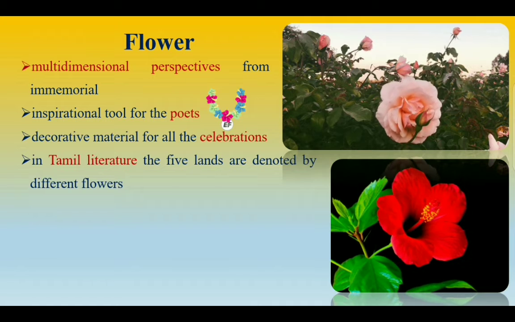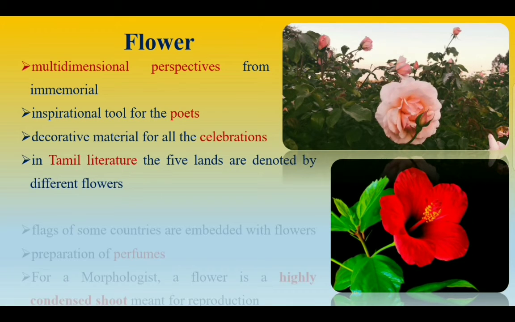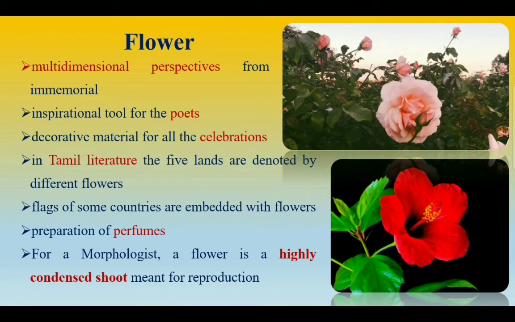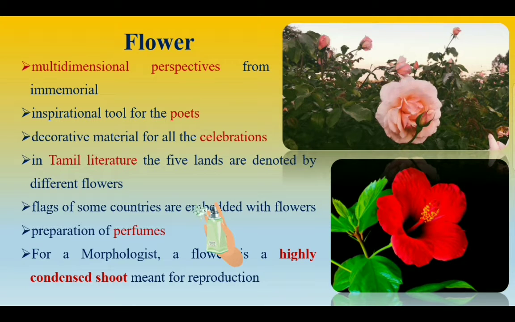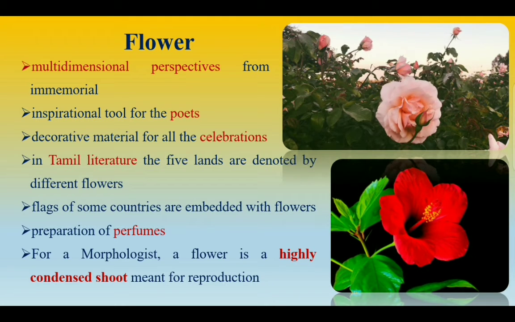Then they are decorative material for all celebrations. In Tamil literature, the five lands are denoted by different flowers. Also, in some countries, the flags are embedded with flowers. The next is the preparation of perfumes, which we use in our day-to-day life. And morphologists mainly explain a flower as a highly condensed shoot, which is meant for reproduction. So, these are the important points regarding flowers.